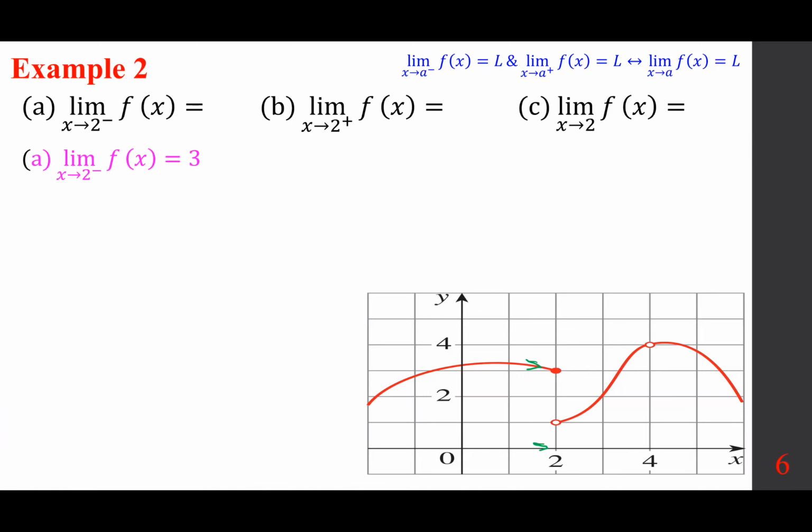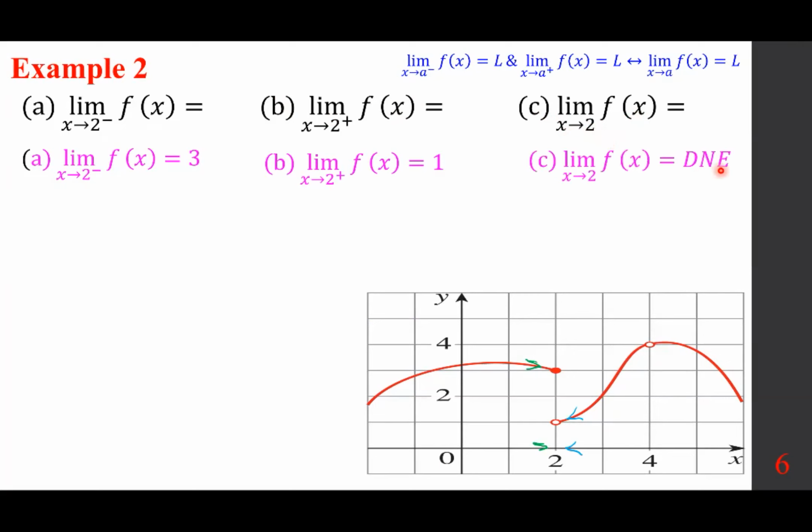From the right side of 2, we are going this way. So that means we are going this way. And therefore, we are moving towards this hole in a limiting factor. Remember, in a limiting sense, meaning we never get there. So what is the y coordinate of this point? It is 1. Are they identical? No. Therefore, the limit of f of x as x approaches 2 does not exist.